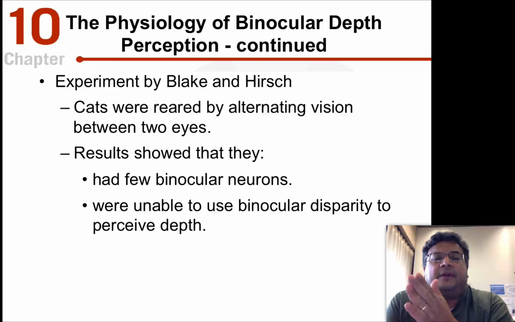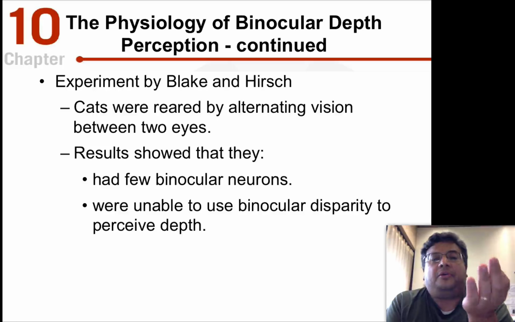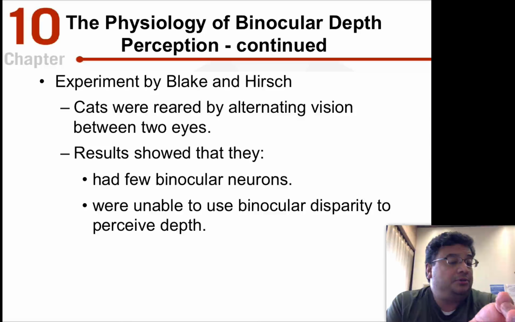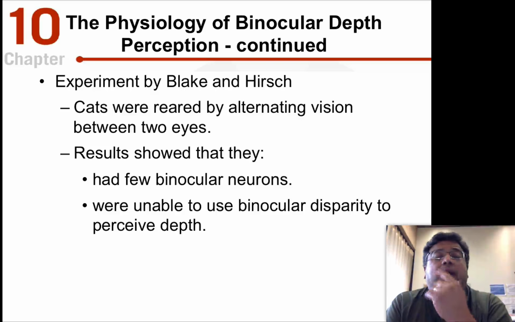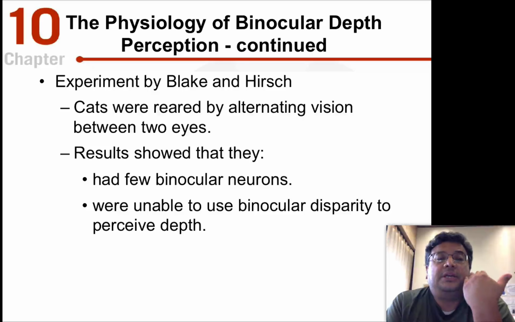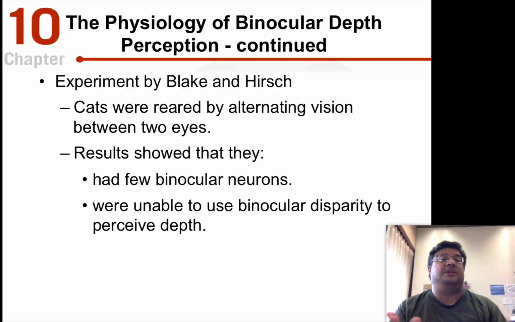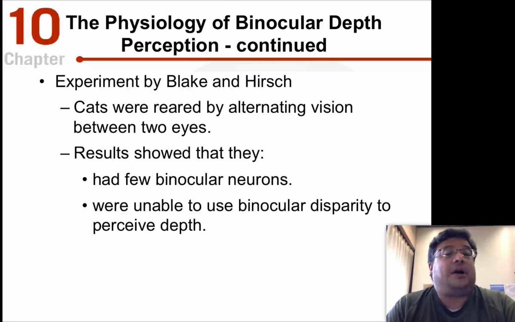When they did that, they looked at the brains of these cats, and they found that they had very few binocular neurons. So the neurons that I showed you earlier that respond to binocular cues, they weren't there anymore. They were gone. Or they never developed because these cats never experienced depth, and so these neurons didn't develop. And they were completely unable to use binocular disparity to perceive depth. They had an inability to use that process to be able to perceive depth because they didn't have any binocular neurons.